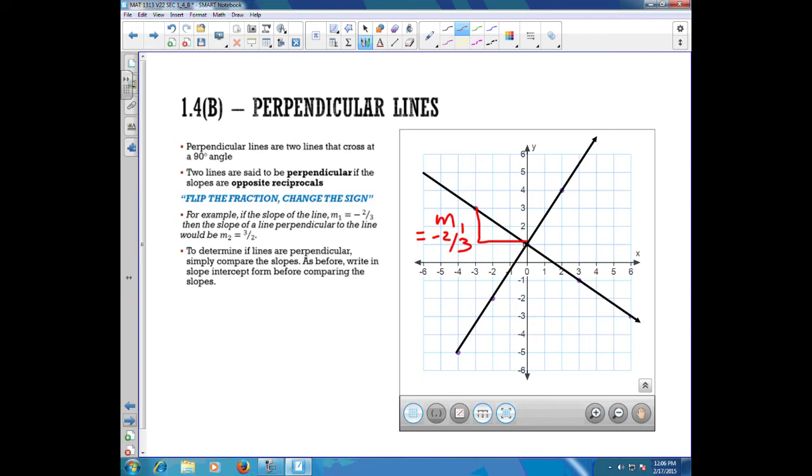Then the slope of a line perpendicular to it will be positive 3/2. And we can see that from this line here. It rises 3 and goes to the right 2. Slope is positive 3/2. So these two lines are perpendicular. They cross at a 90-degree angle. Once again, to determine if lines are perpendicular, we just have to compare the slopes. And it's always important to remember to write the equations in slope-intercept form first.